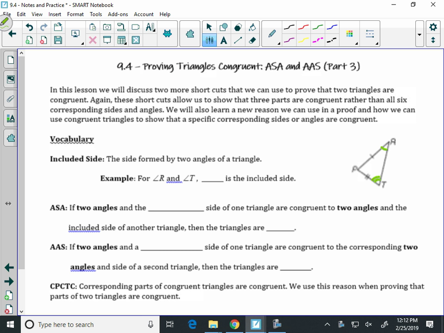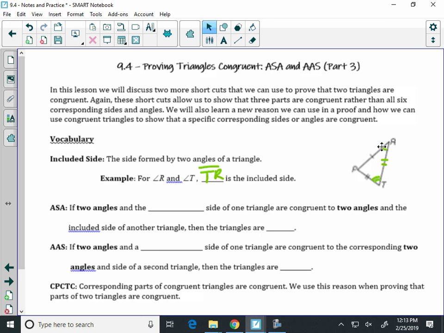Which side are R and T both sitting on? Line TR. So line TR, or RT, however you think of it, is the included side. When we mark it, it's a side that's in between two angles.